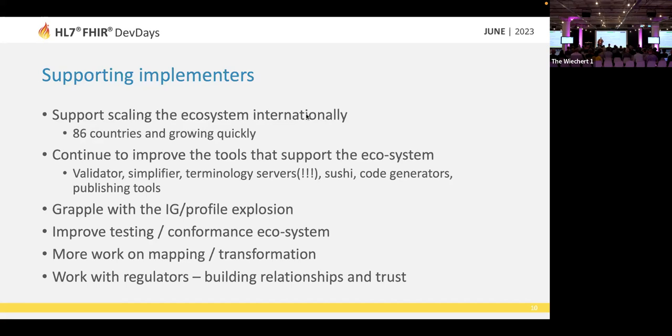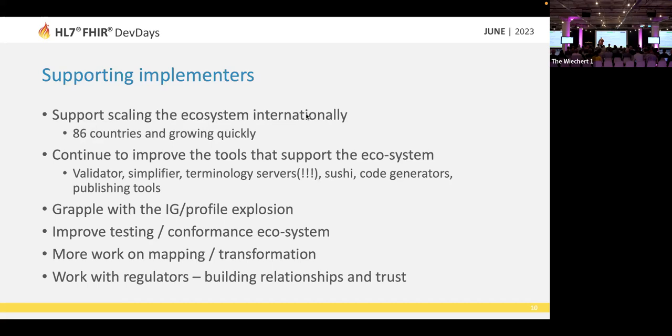We need to continue and improve the tools that support the ecosystem: validator, Simplifier, terminology servers, SUSHI, code generators, publishing tools. Terminology servers is a particular bugbear of mine because a lot of implementers are like, I don't want a terminology server, I don't need a terminology server, it's a stupid idea. And it seems like a really stupid idea until you run into those problems. We deliberately pushed complexity to the profiling engines and the terminology servers. If you think you don't need a terminology server, I think you don't really understand healthcare. It's my personal perspective.